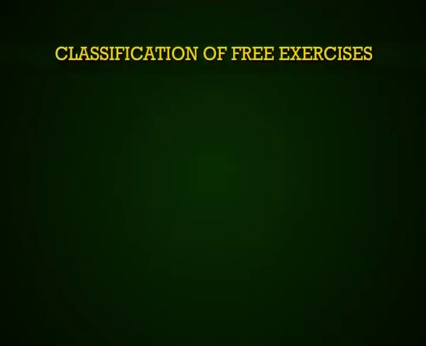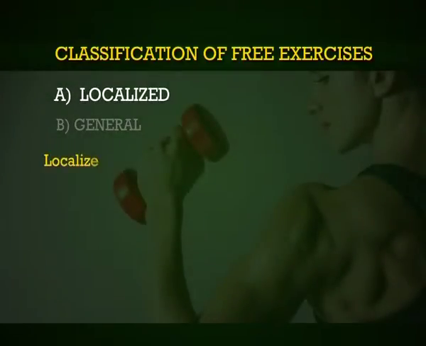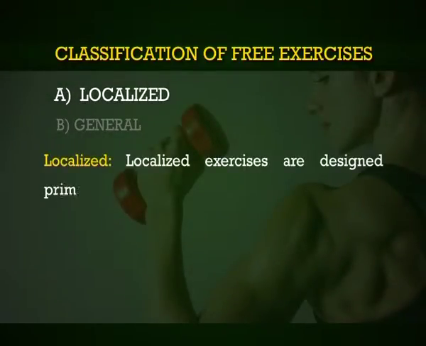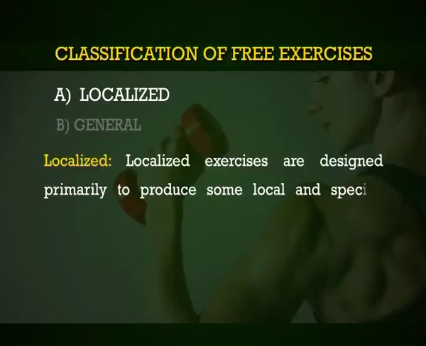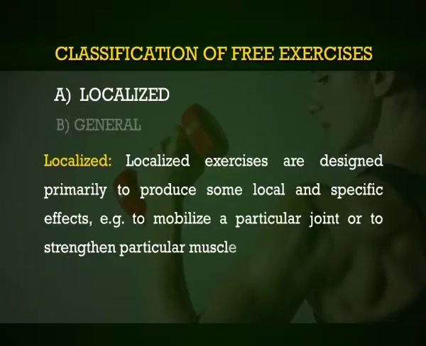Free exercises may be classified according to the extent of the area involved. They may be localized and general. First, start with the localized. Localized exercises are designed primarily to produce some local and specific effect, for example, to mobilize a particular joint or to strengthen particular muscle groups. Movement is localized to one or more joints either by the use of a suitable starting position or by voluntary fixation of other areas by the patient on muscular effort.